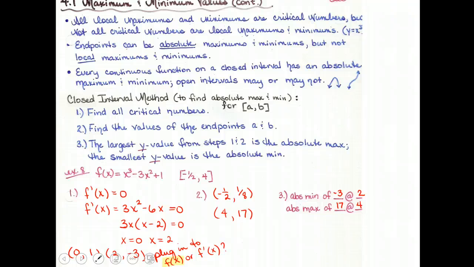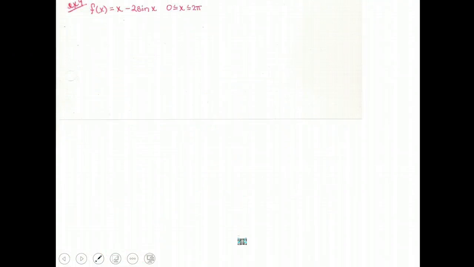All right, let's look at another one of those since we love trig stuff so much. Let's look at a trig one. Example 9, it says, find the absolute maximum and minimum for x minus 2 sine x on the interval from 0 to 2 pi. All right, so I have a trig function.